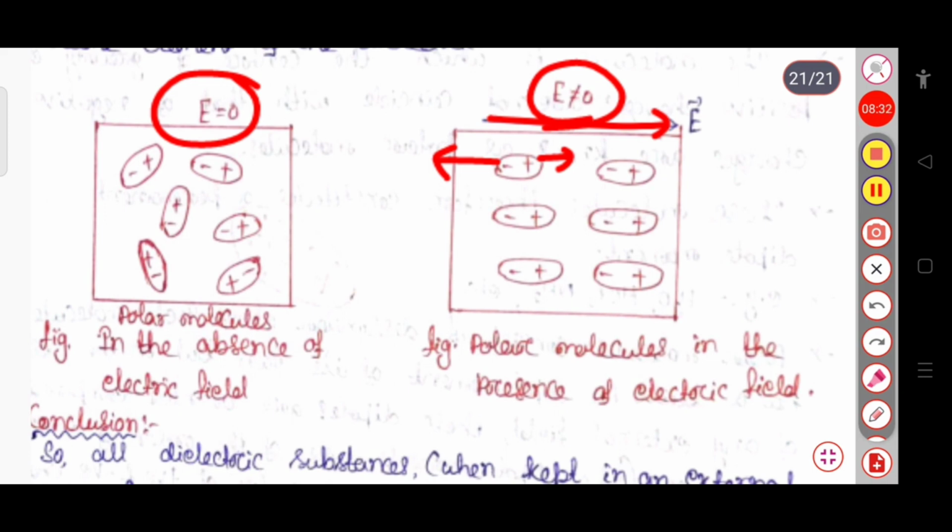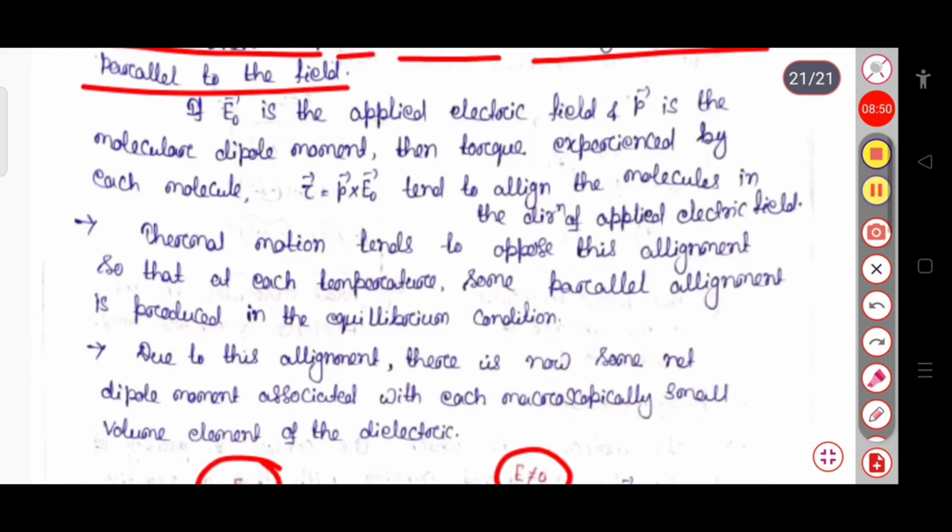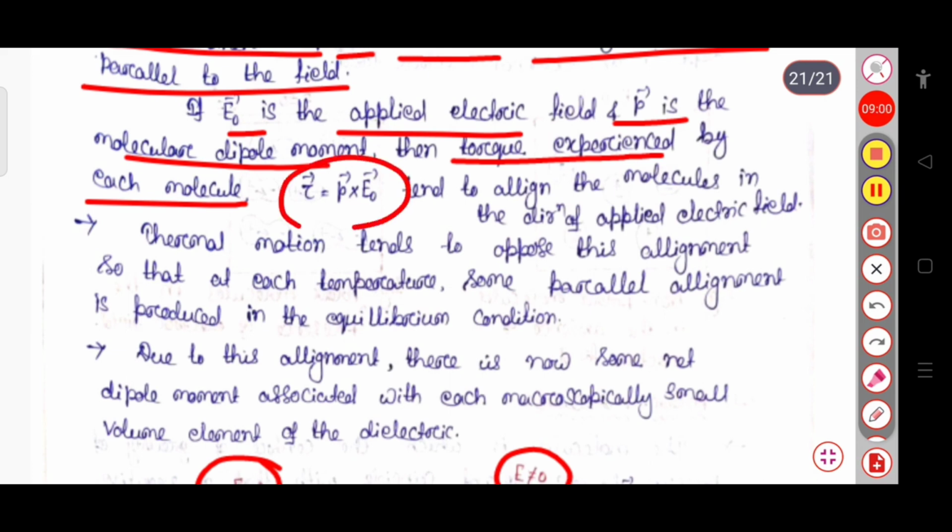And in the case of polar molecules, the same thing happens, that is, the negative charge will move in the opposite direction to the applied field, and the positive charge will move in the same direction as the applied field. But here one more thing happens, that is, a torque is developed. If E naught is the applied electric field and P is the molecular dipole moment, then the torque experienced by each molecule will be tau equal to P cross E naught.